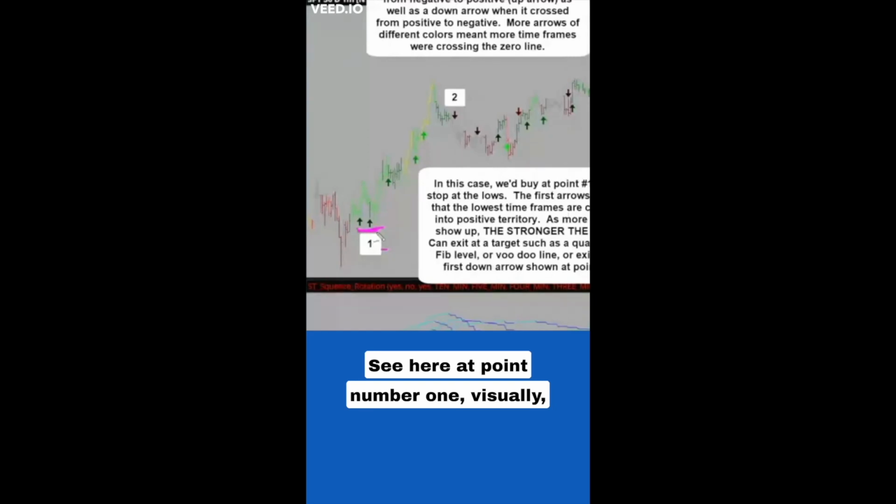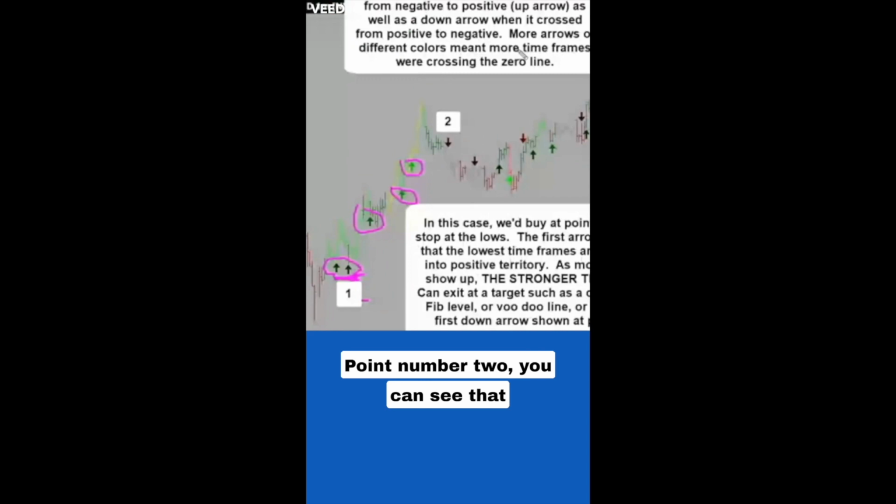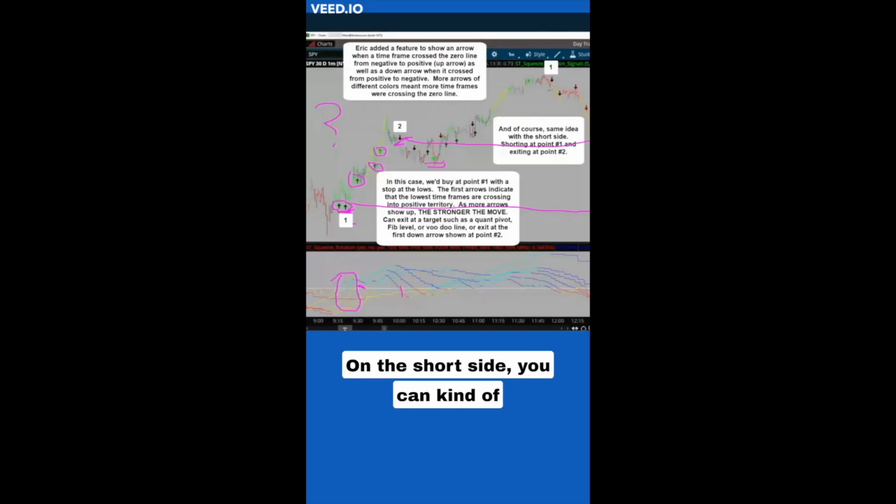Here at point number one, visually, we're getting buy signals based on everything that's happening down here. Point number two, you can see that the oscillators have started to cross. This trade is no longer valid. On the short side, you can kind of see when things start to fall over.